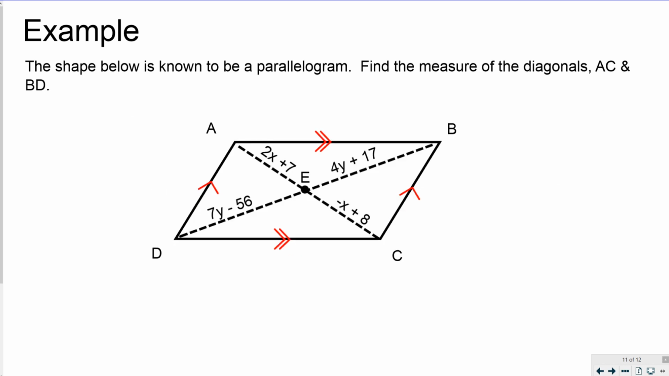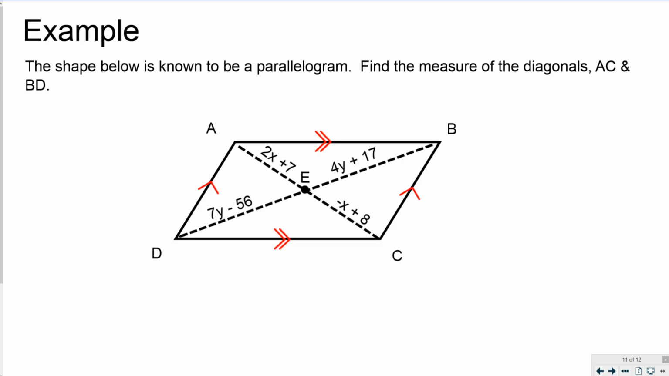So the shape below is known to be a parallelogram. Find the measures of the diagonals AC and BD. Okay, so this one's kind of complicated. All I have for the measures of anything here are two expressions that go from A to E and then E to C, and then I have two expressions that go D to E and E to B.